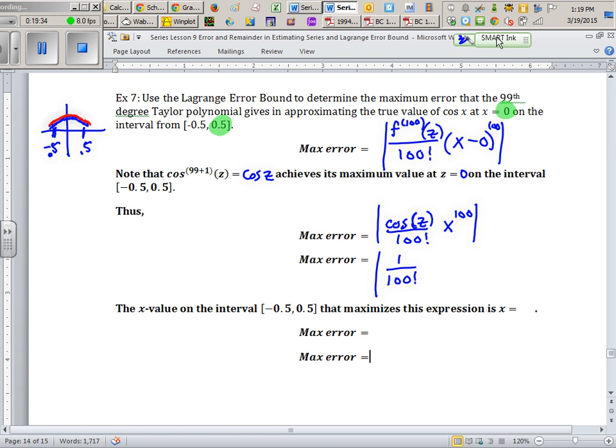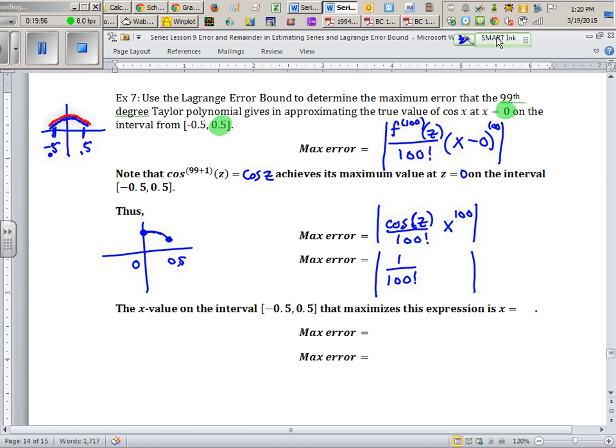Wait, why does it max out when z equals 0? Well, cosine is just a little different from sine and e to the x. It actually starts off by falling, right? So if you go from 0 to 0.5, you will achieve the largest cosine when you're at 0. Oh, okay. See that? That's why I wanted to do this example. It's very tempting to plug in 0.5 like we did last time.